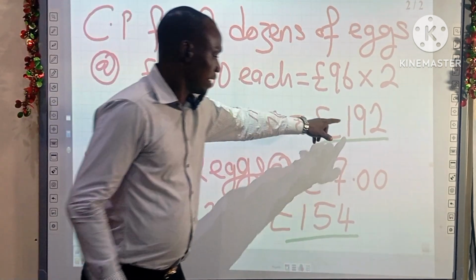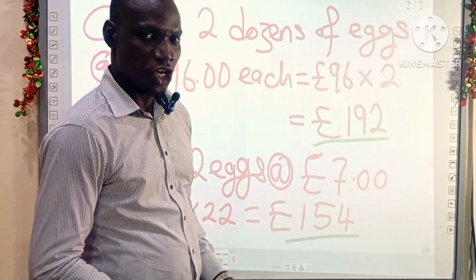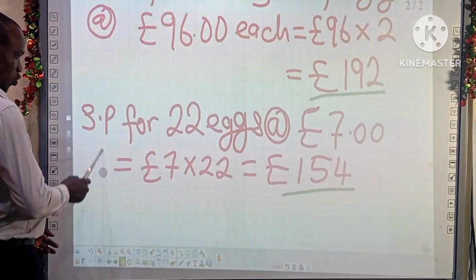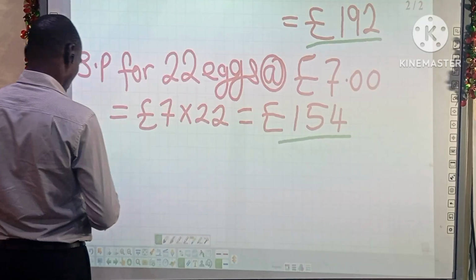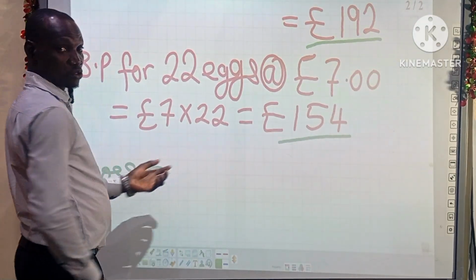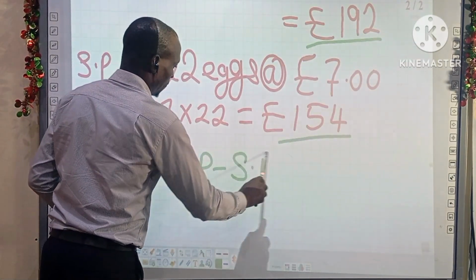Now we already have our selling price and our cost price. Since the cost price is bigger than the selling price, that means the retailer incurred a loss. So we are going to calculate loss in this question. And as we said before, loss is simply equal to cost price minus selling price.